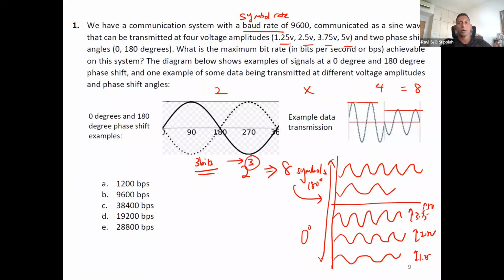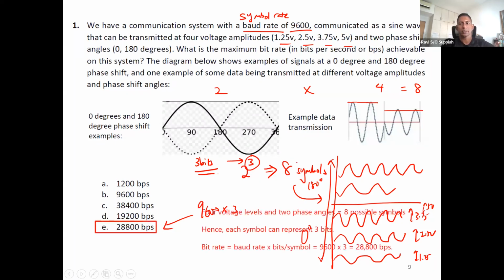Since I'm transmitting at a baud rate of 9,600, 9,600 multiplied by 3 will give me the answer. That's how you get the answer of 28,800. Does anybody have any questions about this?